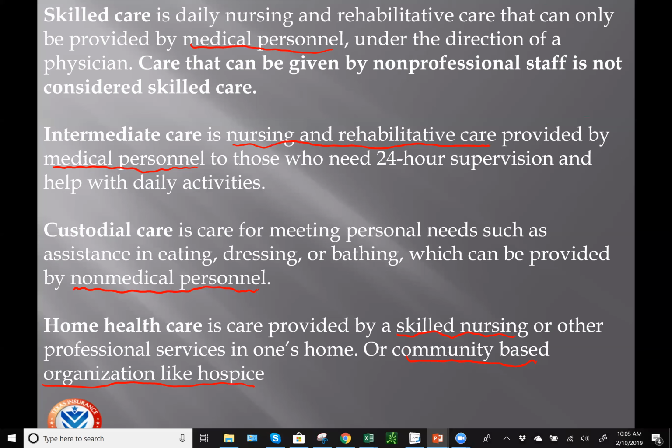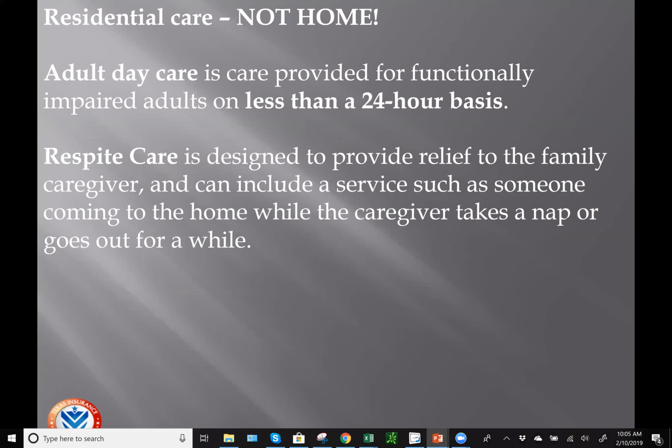Five minutes ago, if I would have asked you what the word residential meant, what would you have thought? I bet you would have thought it meant home. Well, guess what? Residential is not home. When we're talking about residential care, we're talking about a senior that's unable to live an independent lifestyle and has had to move out of their home into a residential retirement community where they can get all their needs met. So make sure you know residential does not mean home.